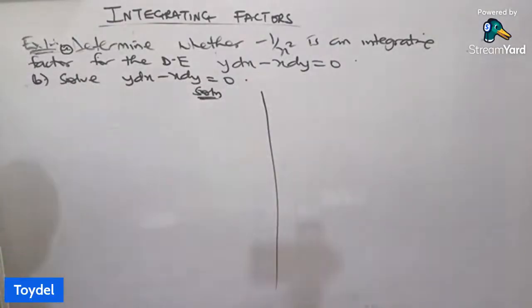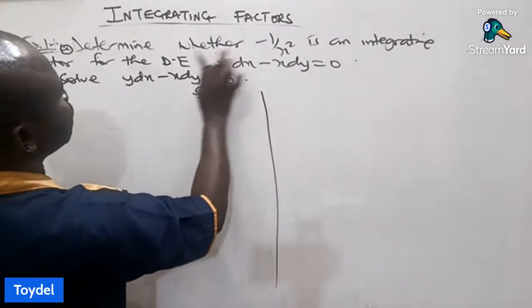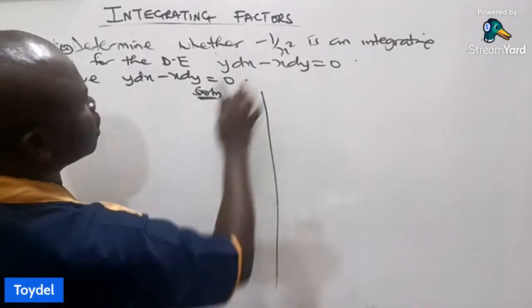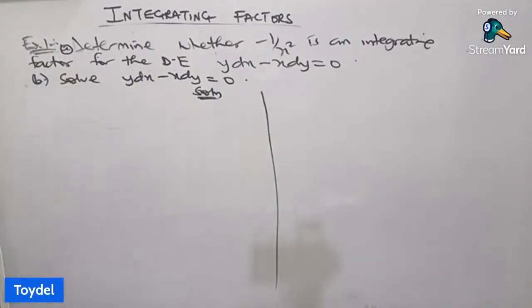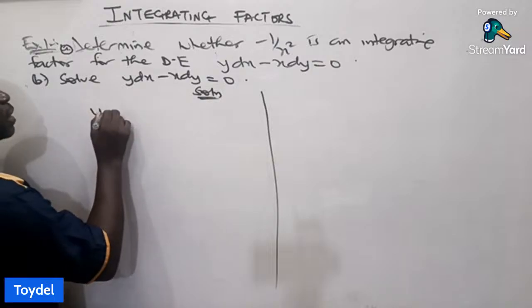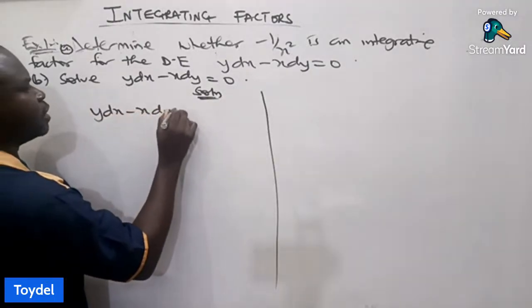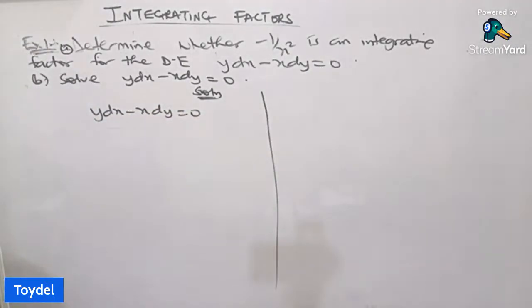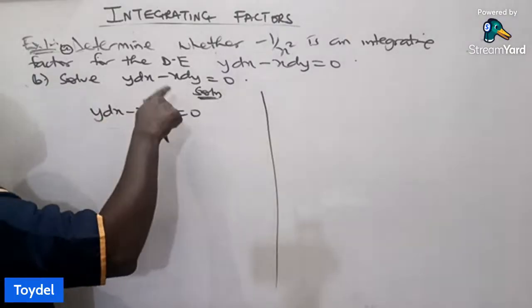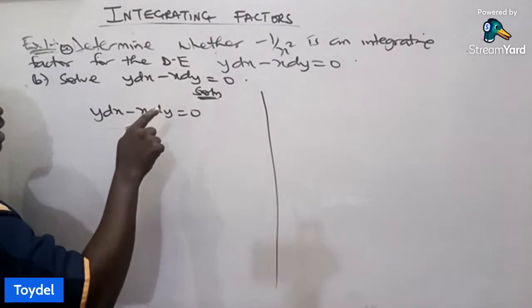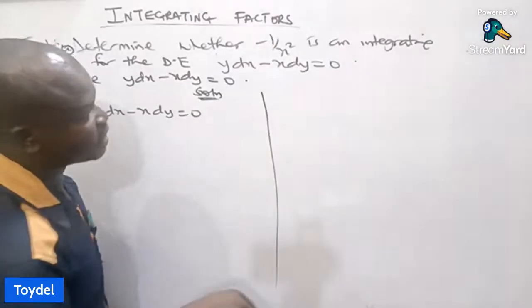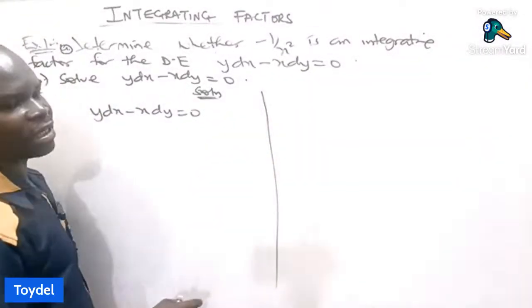So how do we go about this? We want to check if minus 1 over x squared is an integrating factor for the differential equation y dx minus x dy equals 0. How do we check if this is the integrating factor? The first step is that if we are given a differential equation that is not exact, we want to transform it to an exact differential equation. You multiply it through by the integrating factor.